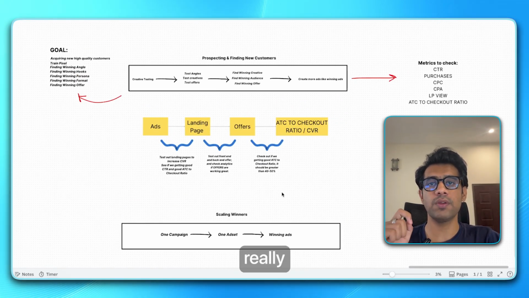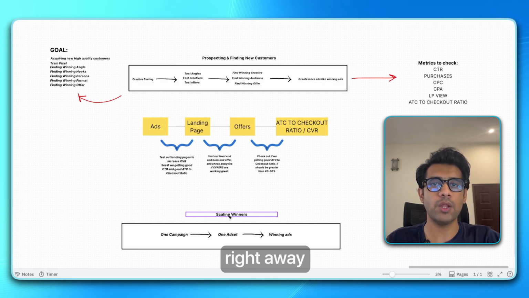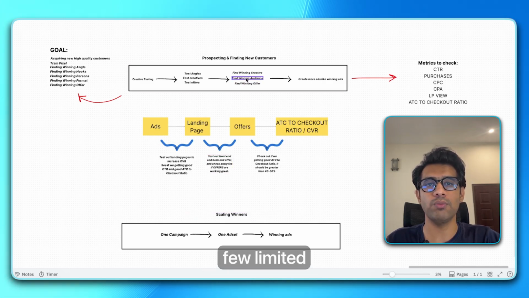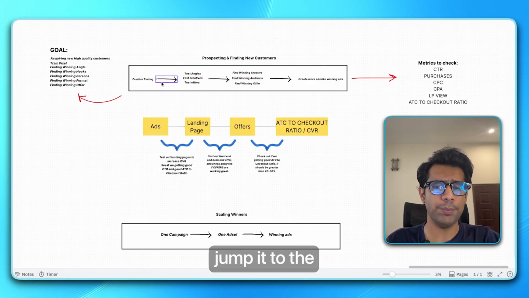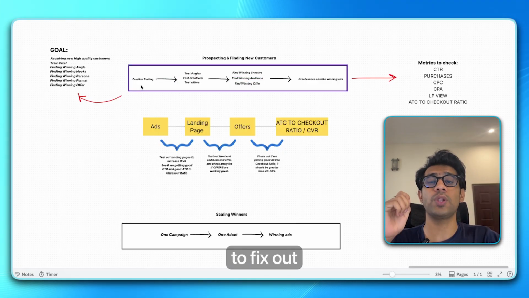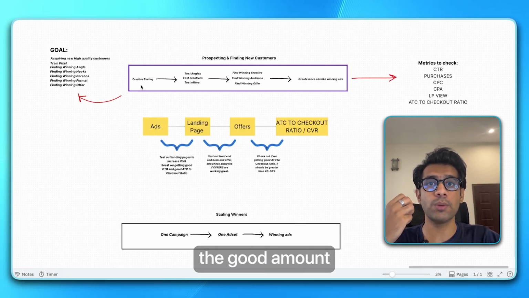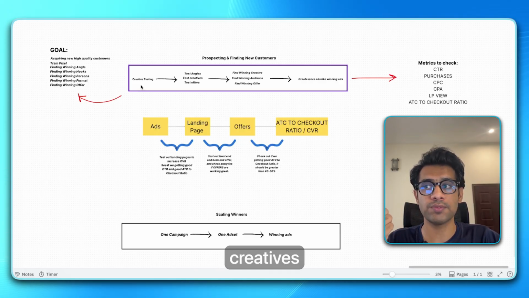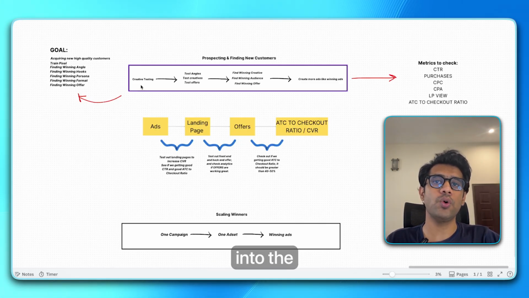So here is something really important: once you're going into scaling winners, you don't just jump in right away. You don't find a few limited creatives, or test a few creatives, and just jump into the scaling phase. That's not the case, right? You have to fix every single bottleneck that you see in the testing phase. You have to find a good amount of winning creatives, winning offers, landing pages, and audiences. Then you go into the scaling phase.